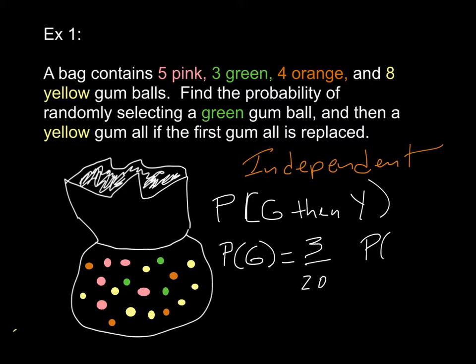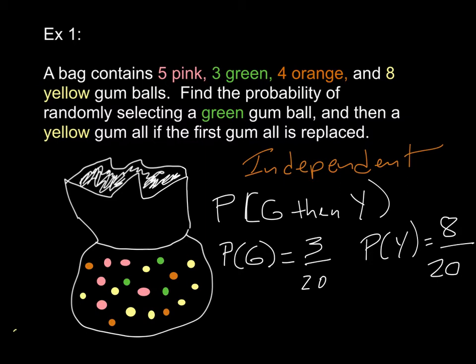Let's now find the probability of getting a yellow gumball. We know we have 8 yellow gumballs, and because we put our first gumball back in, we still have 20 in our bag. So the probability of a yellow gumball is 8 over 20. Unfortunately, that just gives us the probability of each individual event, and we need to find out what the probability is of pulling the green, putting it back, and then pulling the yellow. So we have to have a way to combine our probabilities.